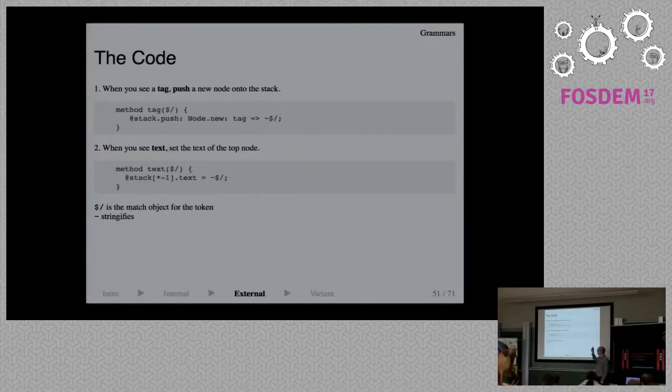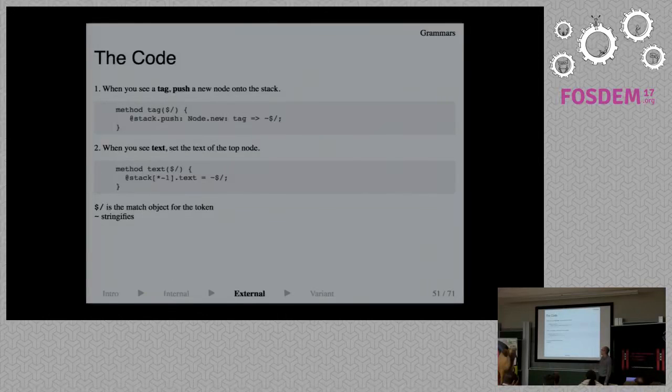Okay, so back to the algorithm. Rule number 1, when you see a tag, push a new node onto the stack. So here we have a method tag. The argument $/ is conventionally used to represent the match object. So this is what was captured. It comes in. It's not exactly a string. It's a match. So if you want to set the tag to it, you have to use this tilde, which will stringify it. The colons are another way of specifying parameters. If you don't like parentheses to wrap your arguments, you can use a colon instead. So this makes a new node for a particular tag and just pushes it onto the stack.